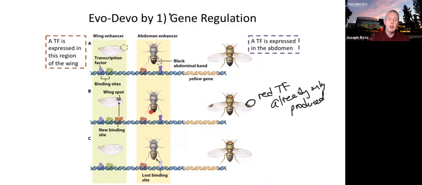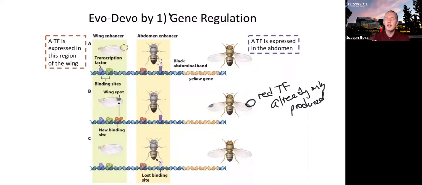And the opposite can happen as well. You can lose a binding site through mutation. So in this case, we're looking at the example where this transcription factor, which is important for the pigmentation of the abdomen, a DNA sequence change occurs here just upstream of the yellow gene, and that sequence change removes the DNA sequence that that transcription factor initially bound. So it can no longer turn on yellow expression. So you get a Drosophila that did have a pigmented abdomen now no longer does. So those are two examples.